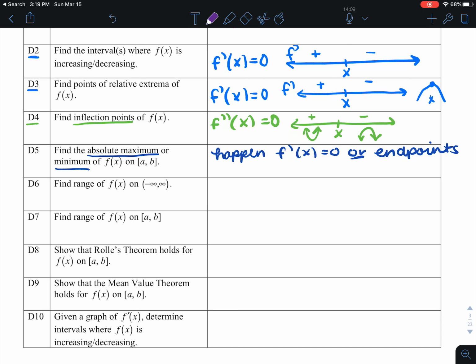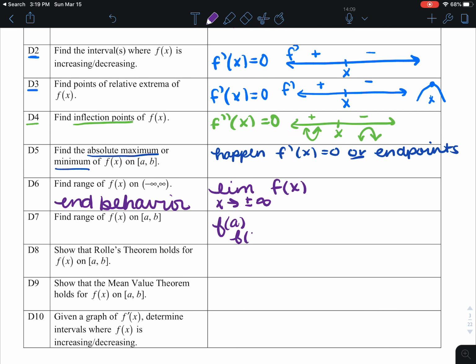Okay, so finding the range of f of x. This is just end behavior. And so this throws us back a little bit to limits, right? So you're going to look at the limit as x approaches positive and negative infinity of f of x. If you have to find the range on a set interval, depending on what they give you, you may have to integrate a derivative. But what you want to do is find out what f of a is and f of b is. And then anywhere that we would see a relative max or min, we're going to take f prime of x again and set it equal to 0. See what that value turns out to be.